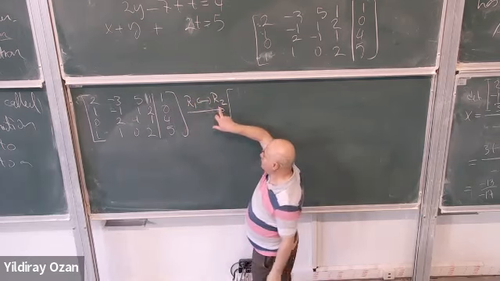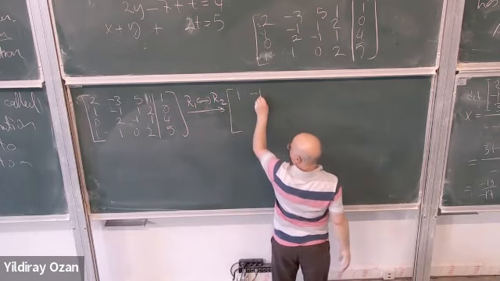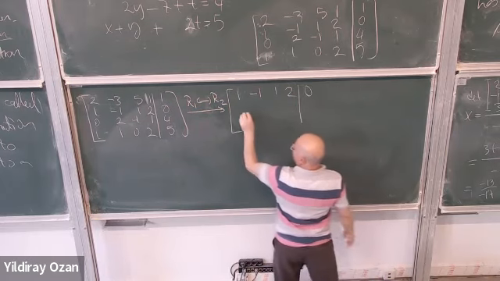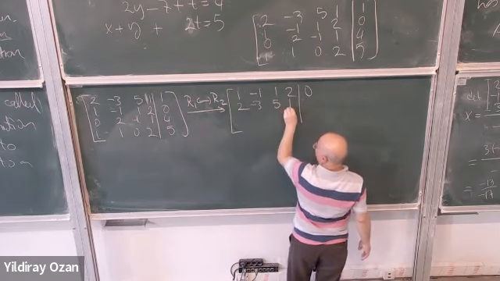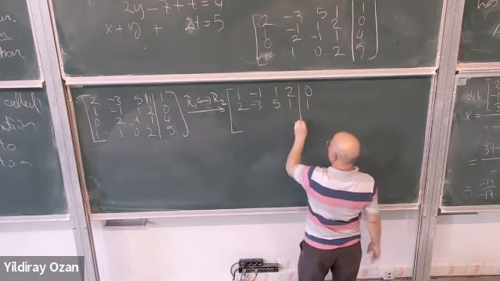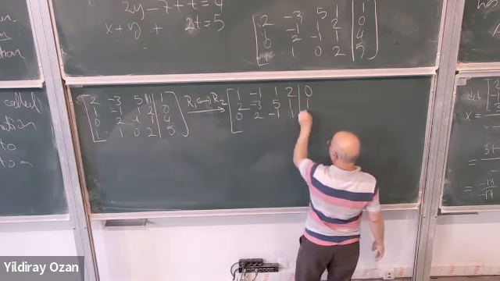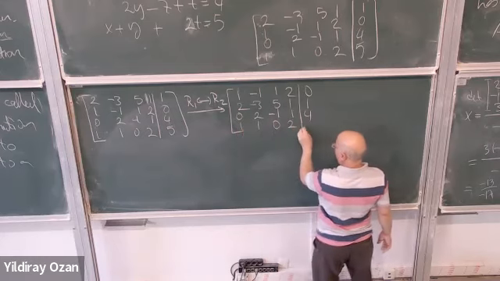Row 1 is replaced with row 2. So we get 1, minus 1, 1, 2, 0; 2, minus 3, 5, 1, 1; and then 0, 2, minus 1, 1, 4; 1, 1, 0, 2, 5.